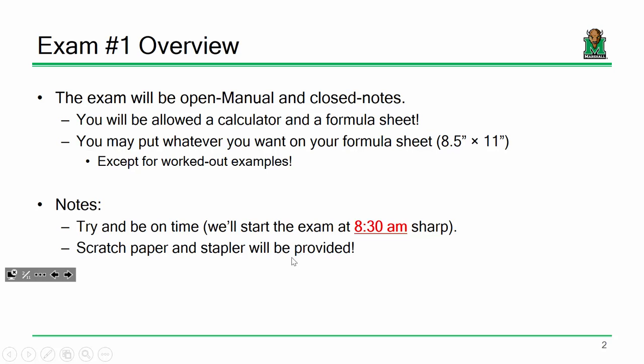Again, I've said this before, but I'll get into it again. I'm not a fan of worked out examples on formula sheets, not for my sake, but for yours. Because if you harp on one particular example, I think you'll know how to do that one. But if I throw a curveball at you, the next one, oh, well, now how do we do this? So you really want to make sure you're writing procedures, relevant equations, things like that. We will start at 8:30, so try and be on time, 8:30, okay? I'll have scratch paper, I'll have a stapler. Just bring your manual, formula sheet, pencil, calculator, all that jazz.